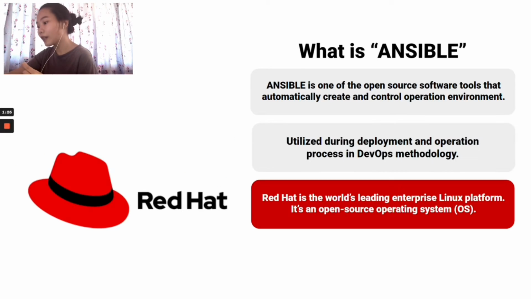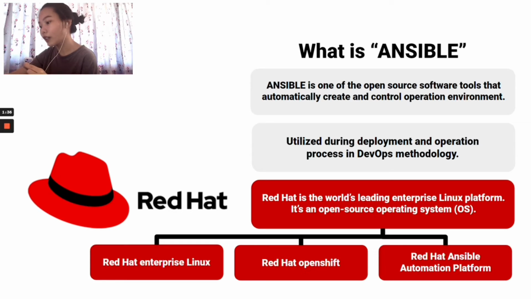Moreover, Ansible has Red Hat, the world-leading enterprise Linux platform, which is an open-source operating system. Red Hat has three elements to support Ansible, which are Red Hat Enterprise Linux, Red Hat OpenShift, and Red Hat Ansible Automation Platform. Next, Uri will tell the reason why we have to utilize Ansible.